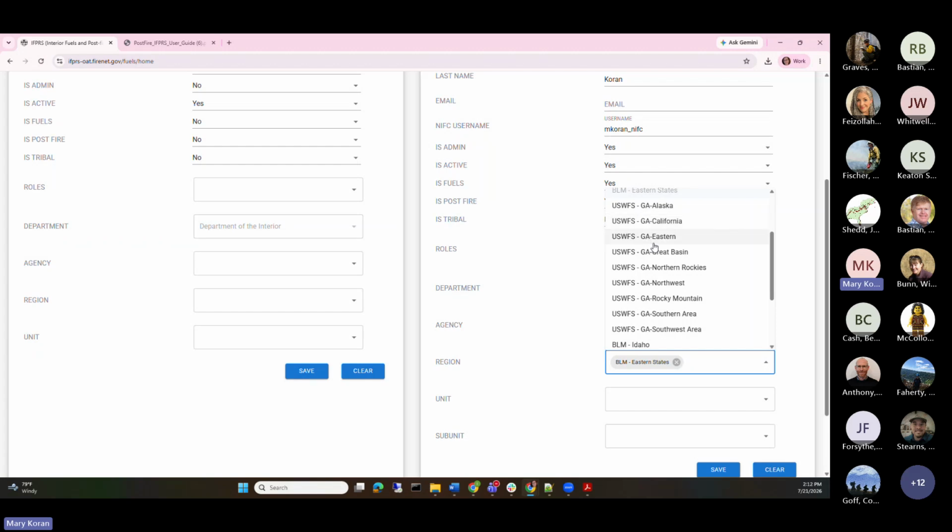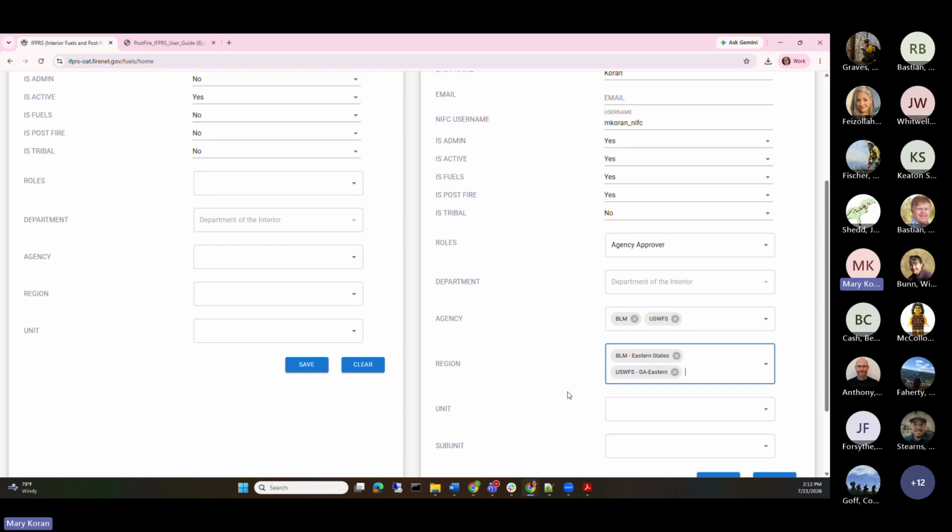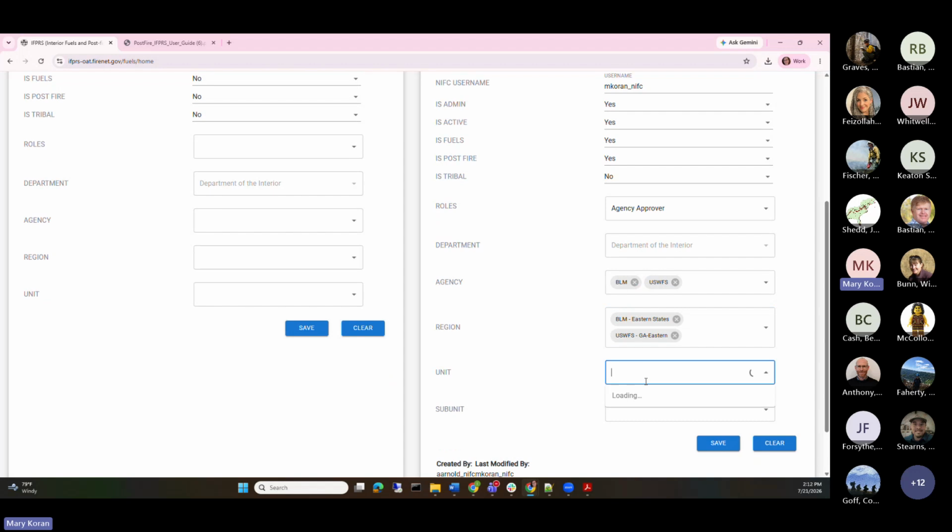But I'm going to go ahead and give myself the GA Eastern region, and I'm also going to maybe drop down here and give myself a unit ID identifier. So I'll give myself the Northeast District Office. So you can see here all the way through, there should be some sort of indicator of what agency you're selecting from so that you kind of know.